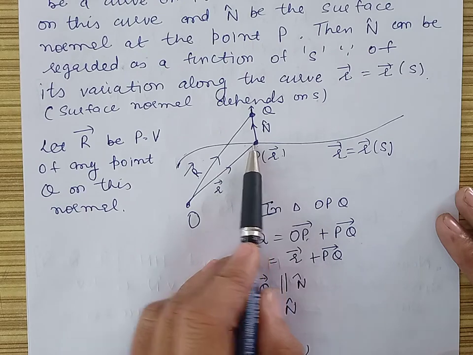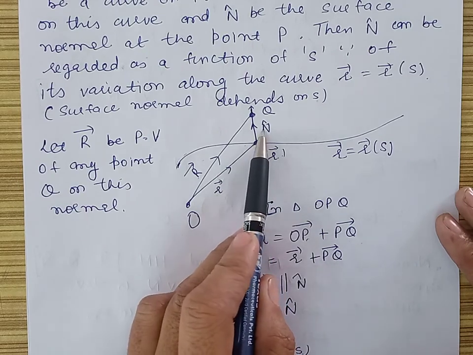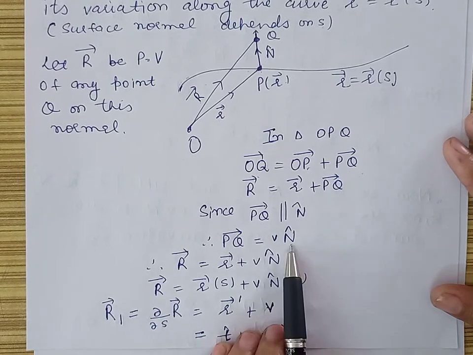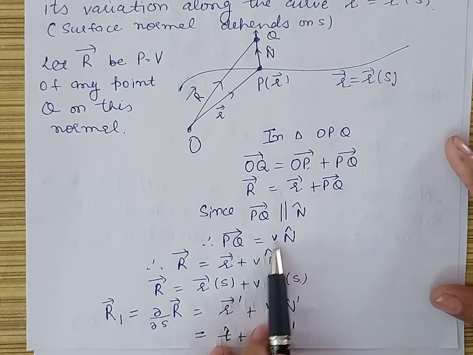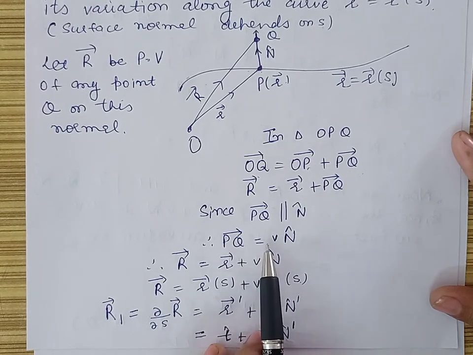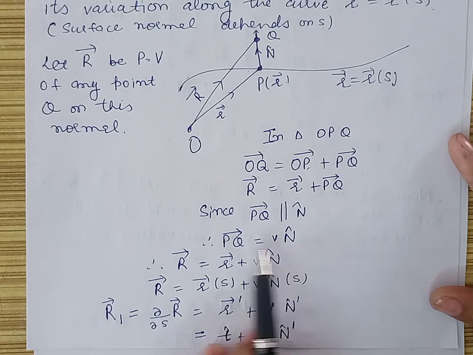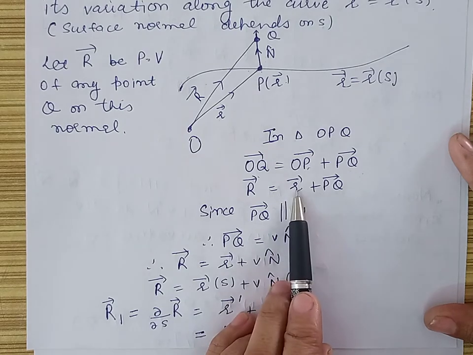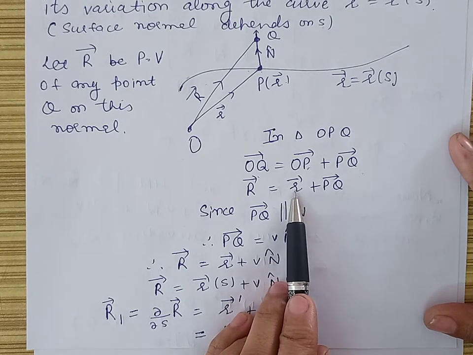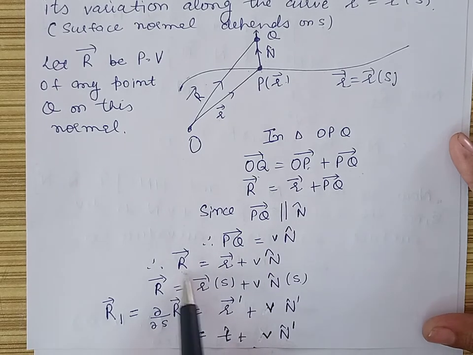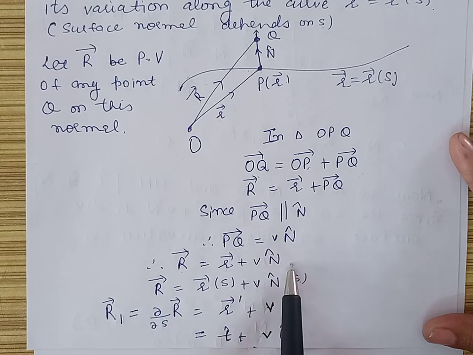Now because PQ is parallel to the vector N, PQ will be some scalar multiple of the vector N, and that scalar we have taken as v. So vector PQ = vN. Now we can substitute the value of vector PQ here. So we get the position vector of the point Q on the normal given by R = r + vN.